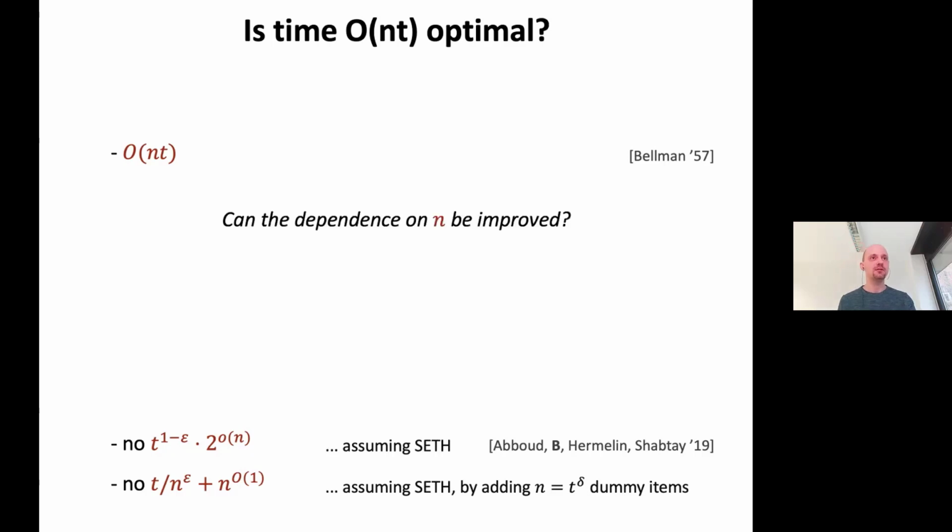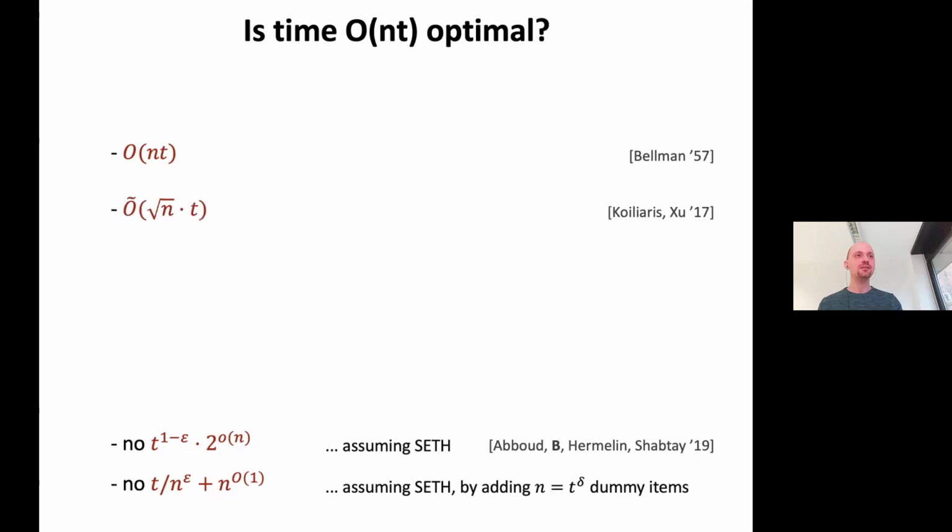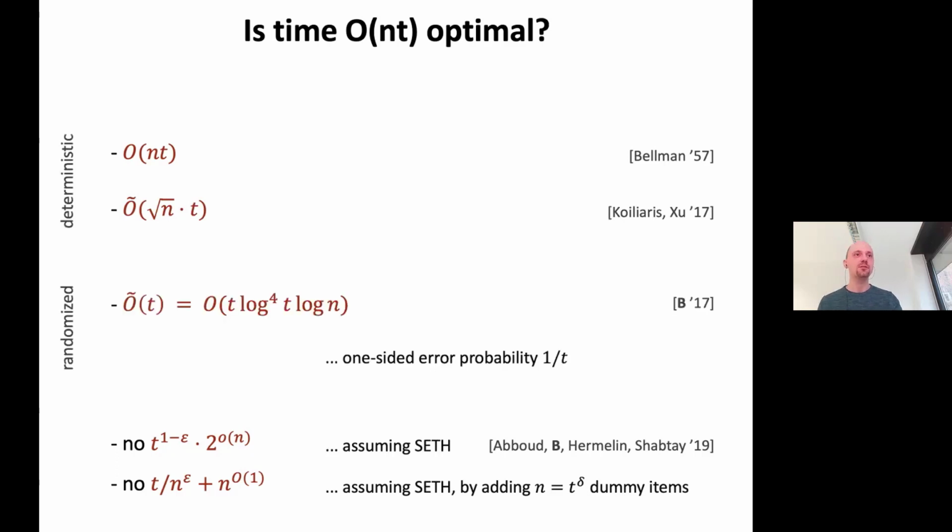But there was this annoying factor n until some time. First of all, Koiliaris and Xu improved this to root n times t. And then I shaved off even more. The big difference is that the best known deterministic algorithm is still square root n times t, and everything that came afterwards is randomized. I showed this with a couple of log factors. The number of log factors was improved by Jin and Wu. So now you can solve subset sum in time t log t.